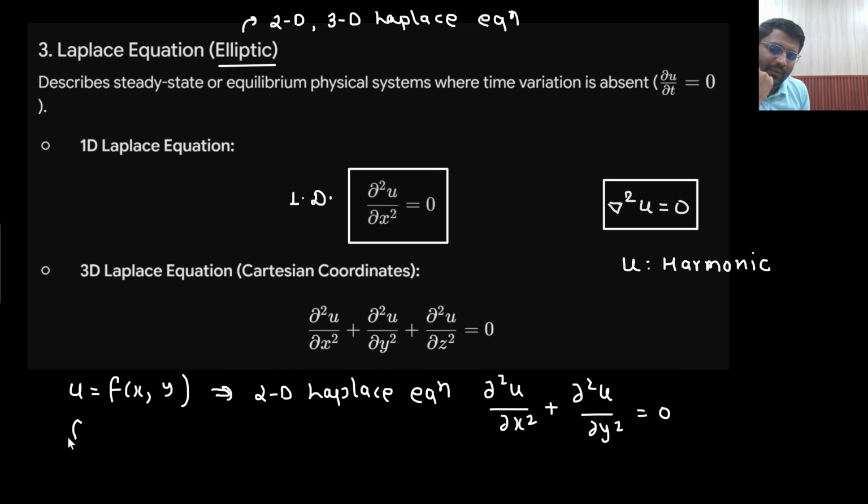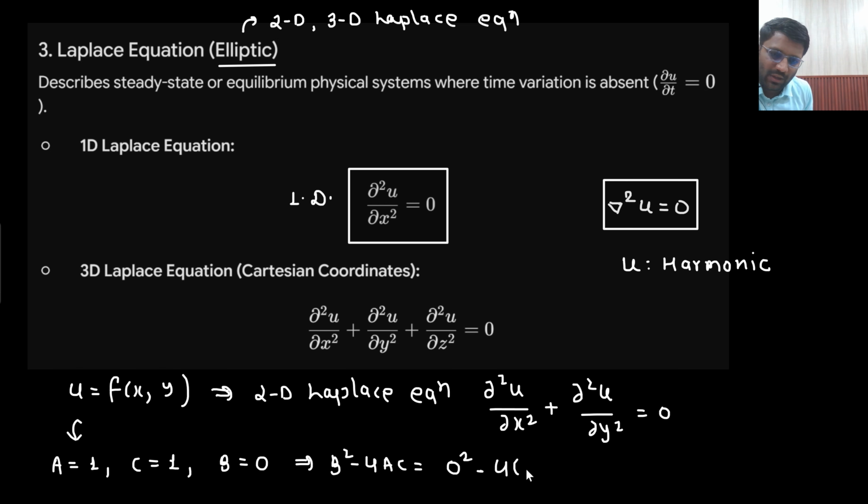So u is a function of x comma y. That means, sir, what is the value of a here? Sir, the value of a is 1. What is the value of c here? Sir, the value of c is 1. What is the value of b here, sir? The mixed partial differentiation of u with respect to x and y is not even present. So the value of b is 0. What is the value of b square minus 4ac here? Sir, b square is 0 minus 4 into a into c. What answer are you getting? Sir, minus 4. What does it represent? Elliptical.